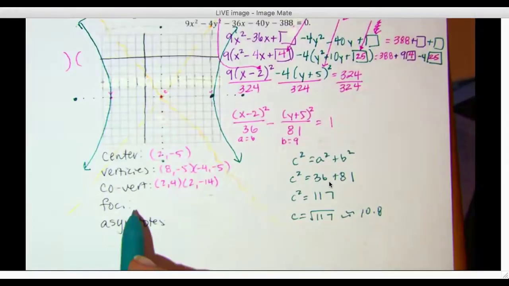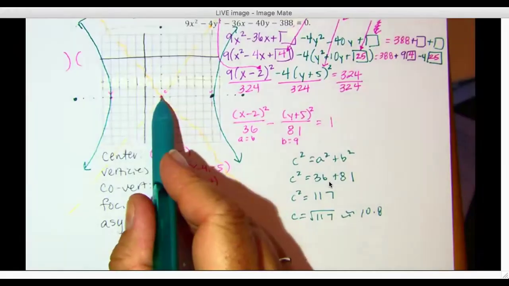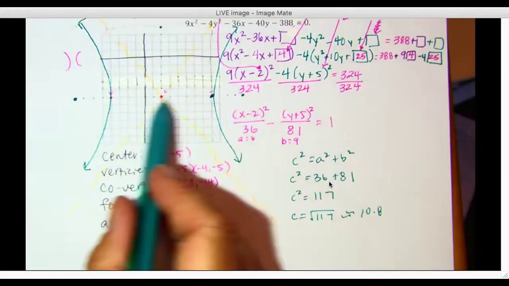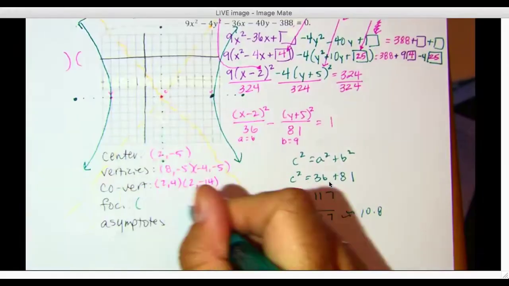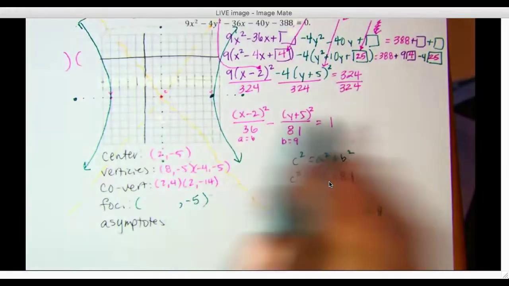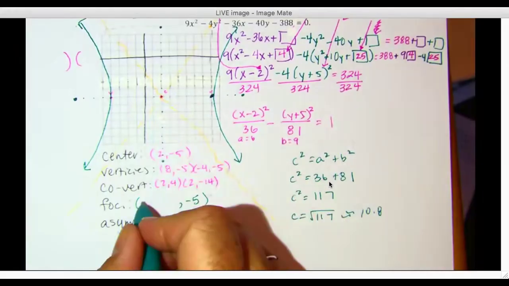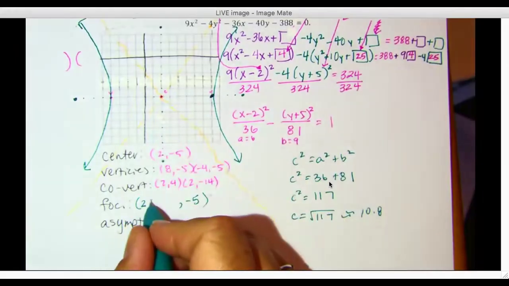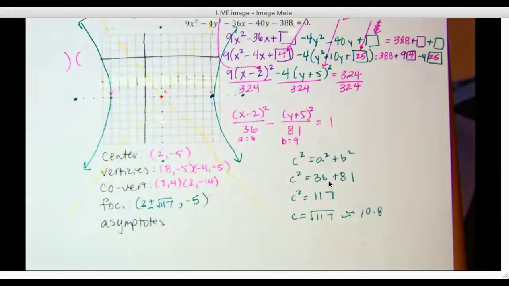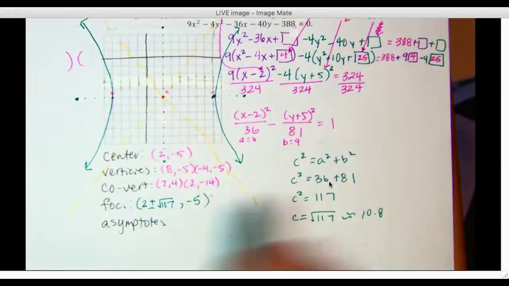So when I write my points for my foci, I'm starting from my center. That entire area, my y value is -5. So for my foci, my y value is -5. My x value starts at 2, and then I'm adding and subtracting the square root of 117. So that's the way you can write your foci as the exact point and not a rounded point.